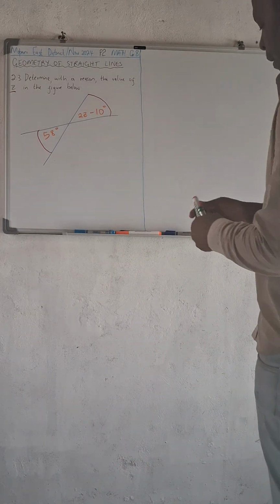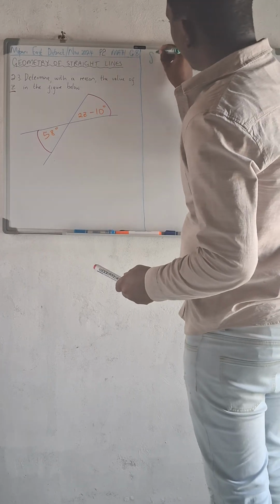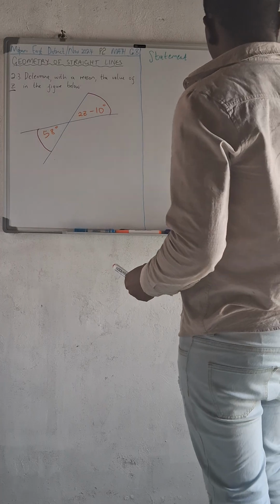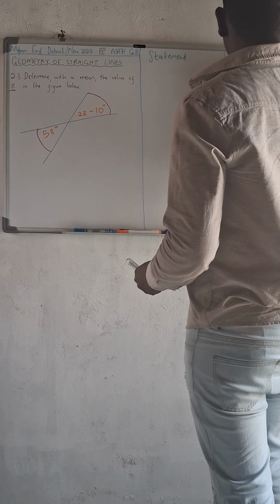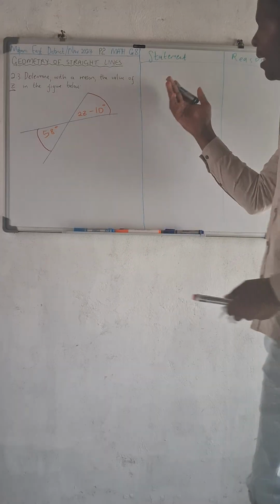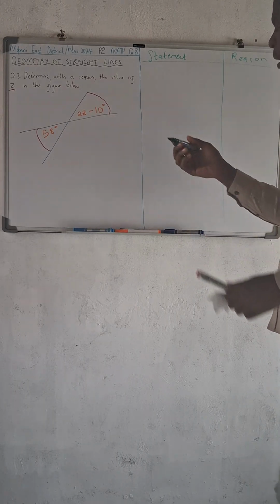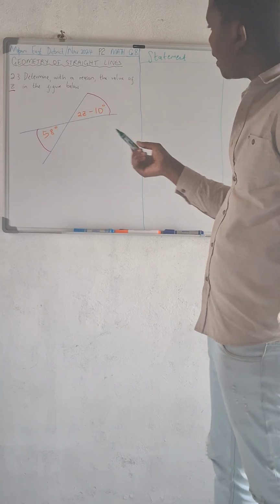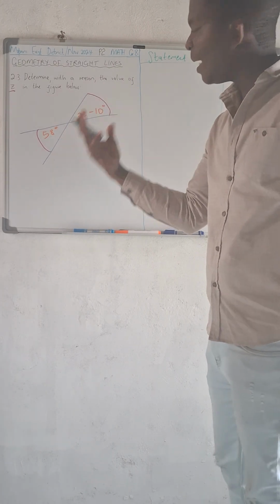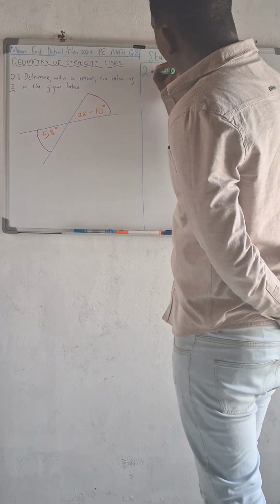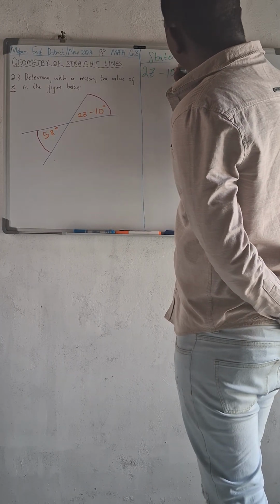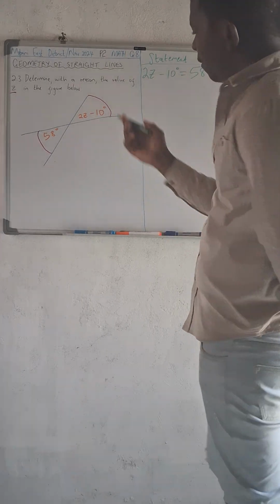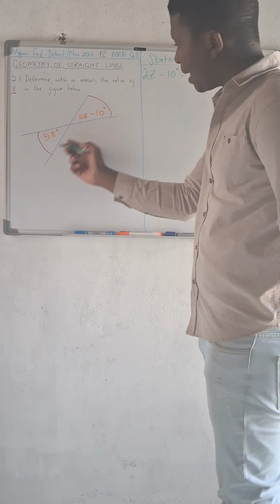So we're going to provide a statement and a reason, and our statement will just reflect exactly what I said. This angle is equal to that one. I'm going to write exactly that in algebraic form. So I'm going to say 2z minus 10 degrees is equal to 58 degrees. Vertically opposite angles are equal.